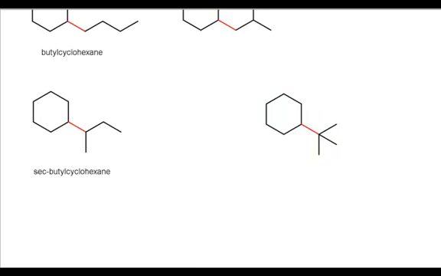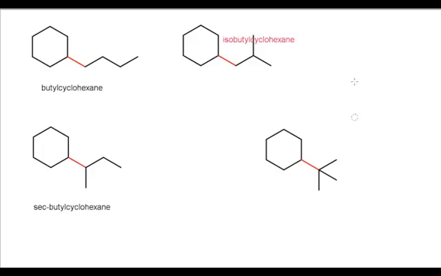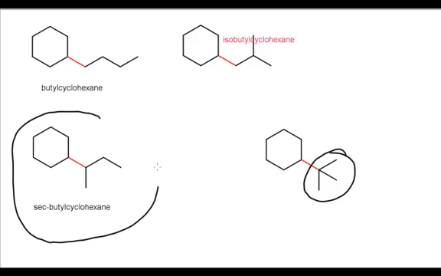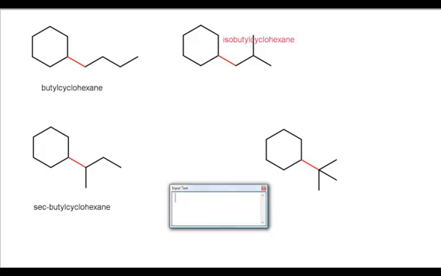We've seen 3 other cyclohexanes with 4-carbon substituents attached to them, and they all have different names. What do I call this one? Well, this one over here I called sec-butyl because it was attached at a secondary carbon. Turns out that this one I'm going to call tert-butyl because it's attached at a tertiary carbon. So let me go ahead and just write that name for you now. It's called tert-butylcyclohexane.